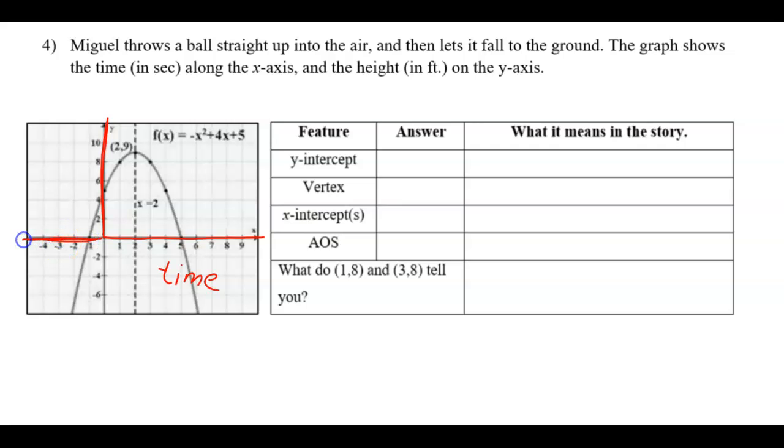No. And so if we're throwing a ball, you can kind of see here, where does the ball start at 0 seconds? It would start at 5. Looks like it's at 5, right? So if you think about it, it's kind of like Miguel is holding the ball. Does it make sense that it's about 5 feet high?